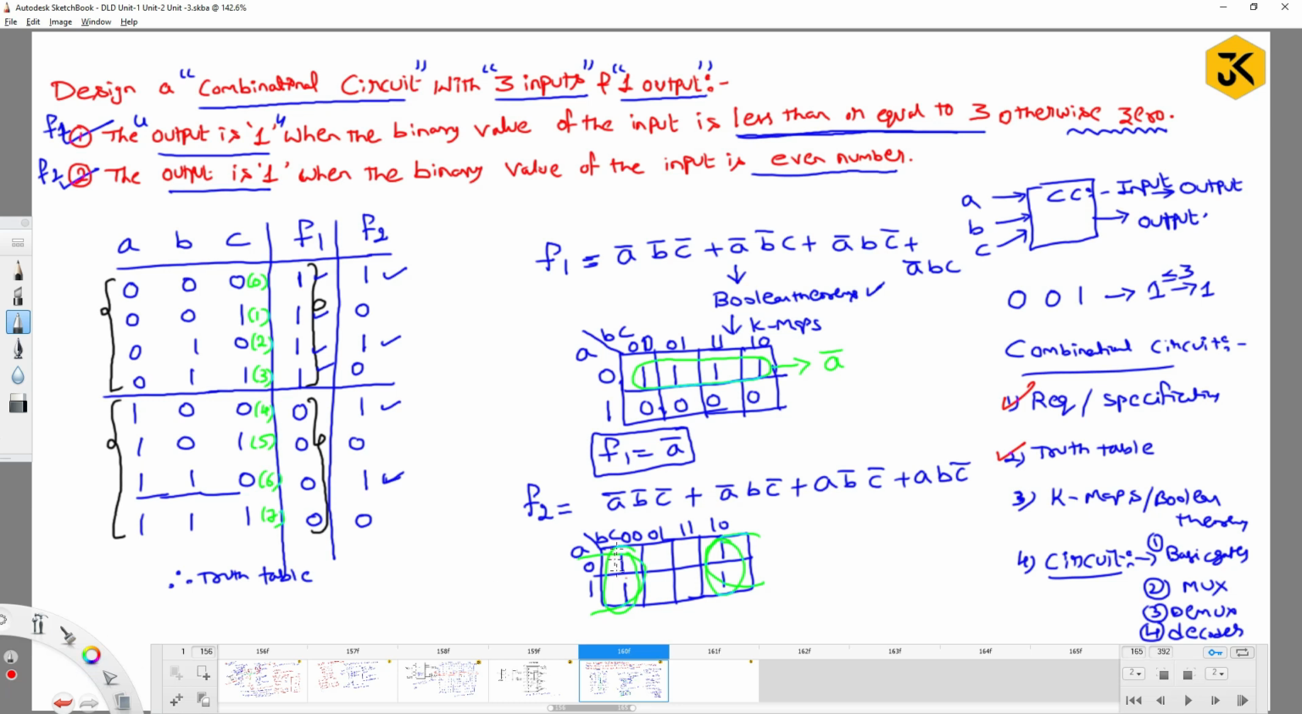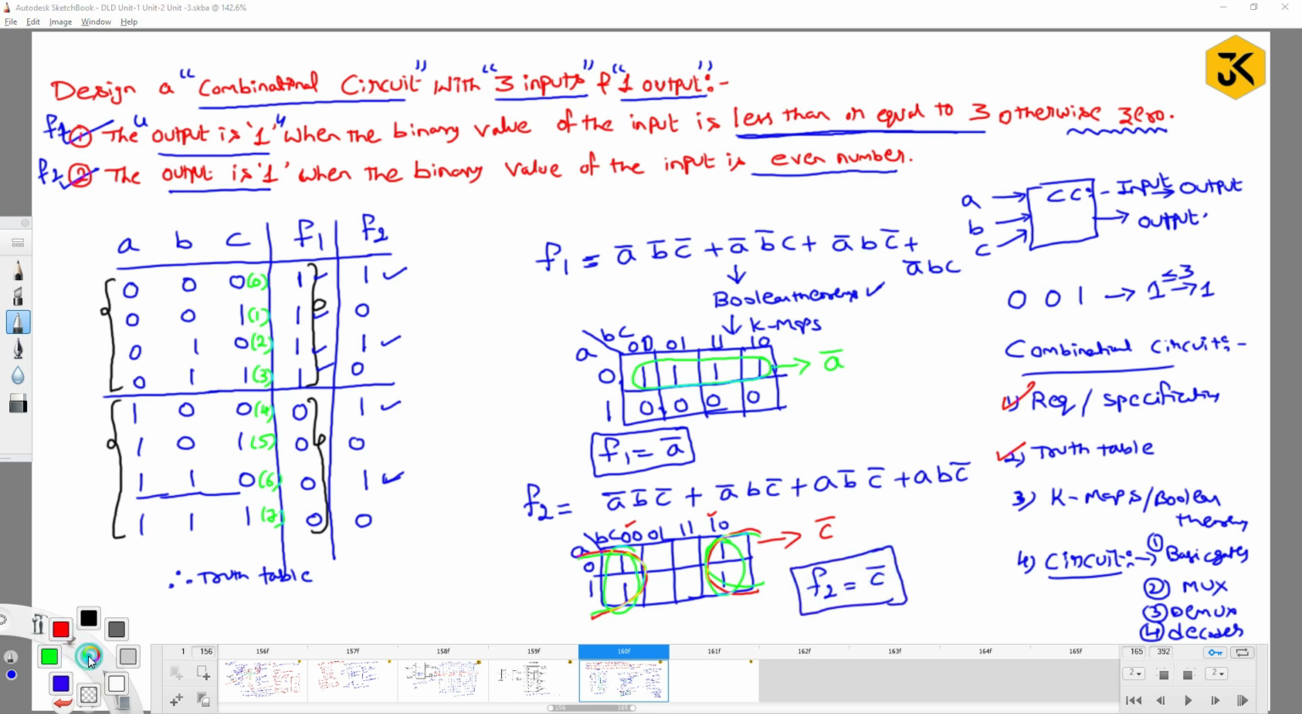But what about the essential prime implicant? I can simply use this combination, the red color, right? If you solve the red color combination, you are going to get A removed, and on the x-axis, B also changes from 0 to 1, so B is also removed. Only C is not changing, so there is C bar. Guys, if you observe here, F2 is simply C bar.